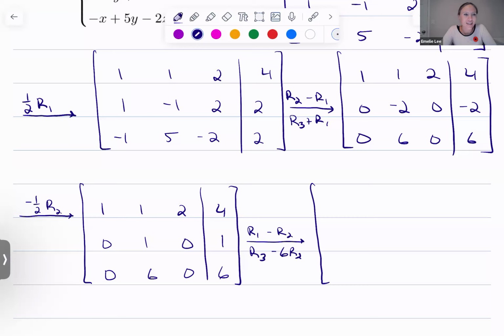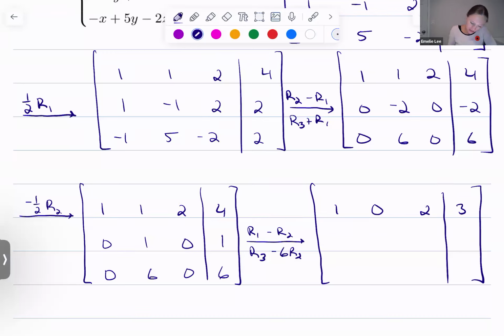Row 1, I get 1 minus 0 is 1, so that's good. 1 minus 1 is 0. 2 minus 0 is 2, and 4 minus 1 is 3. Probably easier if I just don't read out the math, because I trip myself up, but that's okay.